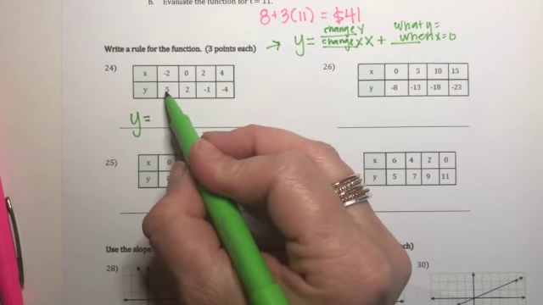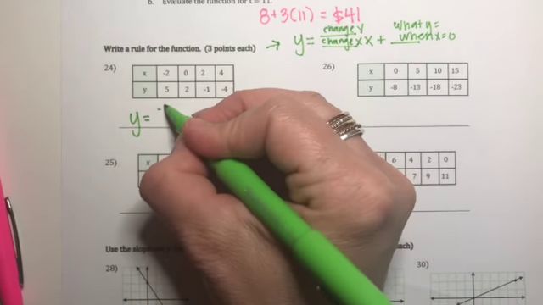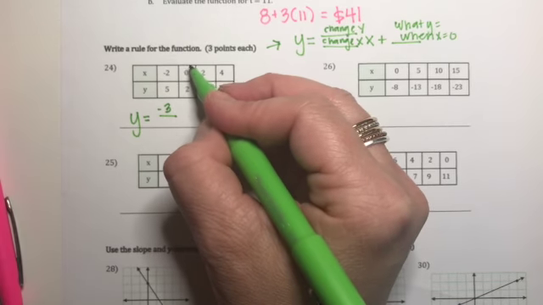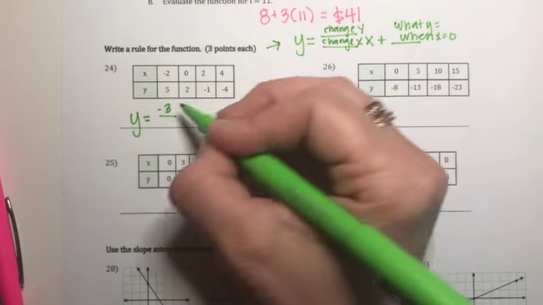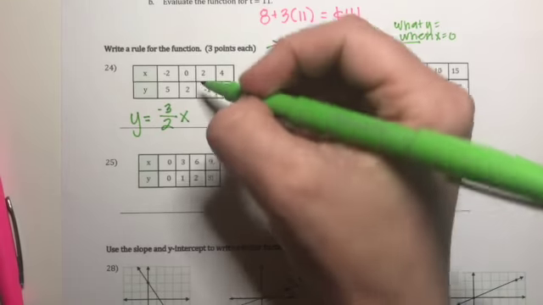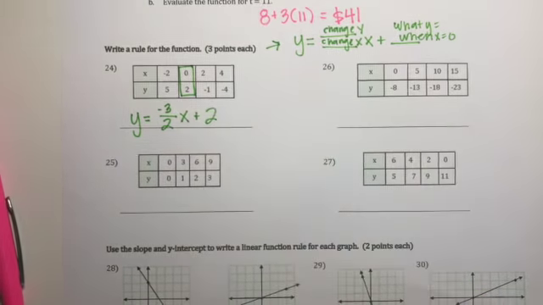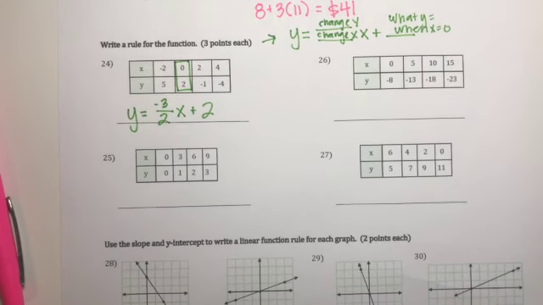What's happening here? We're going down 3. And what's my change in x? It's going -2 to 0 is +2, +2, +2. Okay, and then when x was 0, what was y? +2.